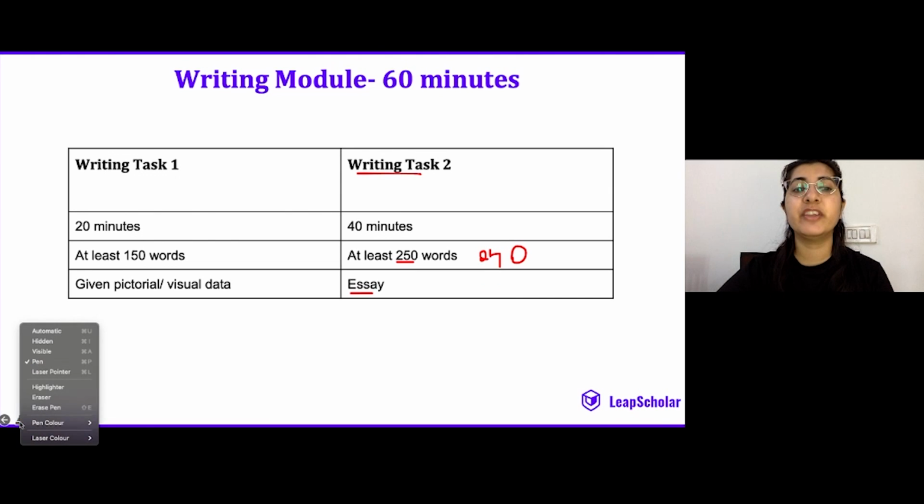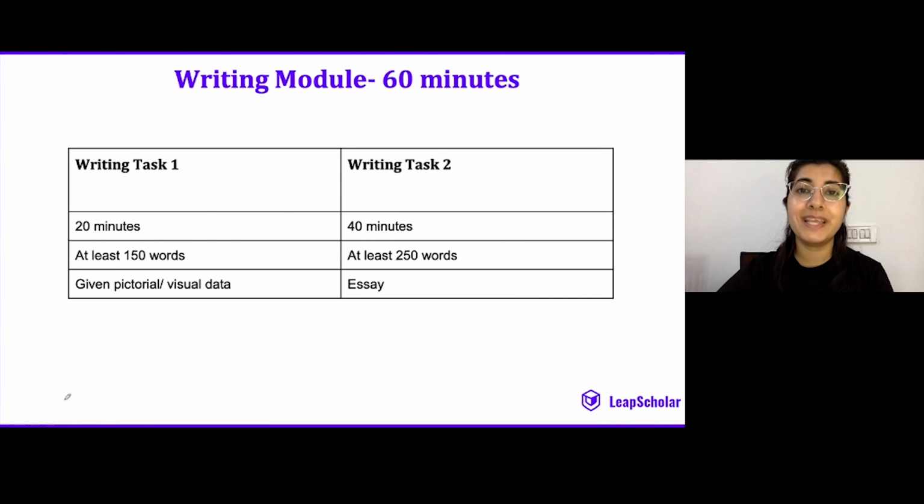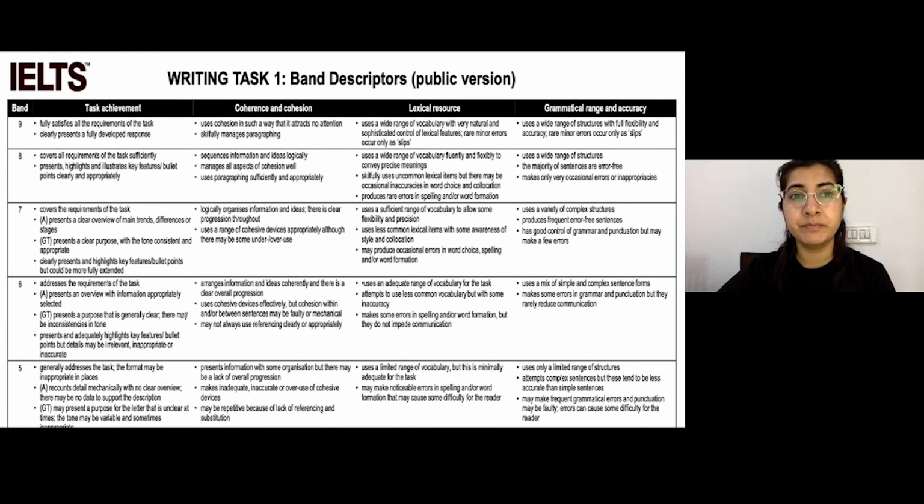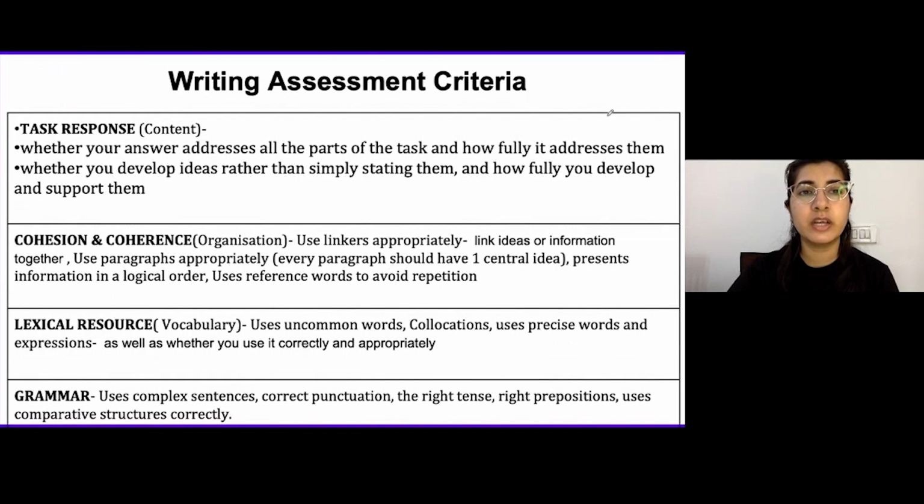Now, when you're trying to write this essay, please keep in mind that you will be evaluated on 4 criteria, which is task response, coherence and cohesion, lexical resource, and grammar. What do these mean? Let me simplify this for you. These band descriptors are released by Cambridge and it's for all the public to see. I'm going to simplify it in very simple language. Let's have a look. Task response simply means the content of your essay.